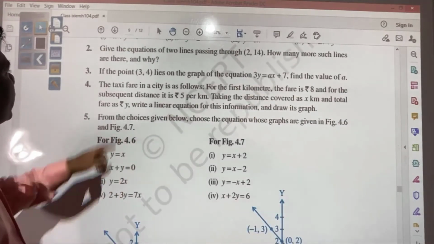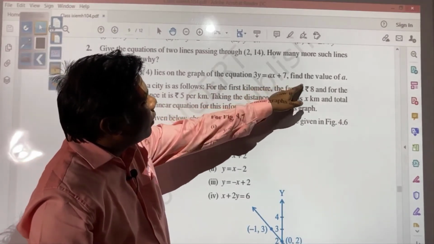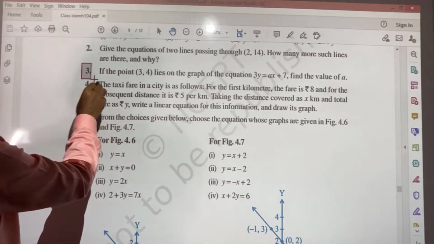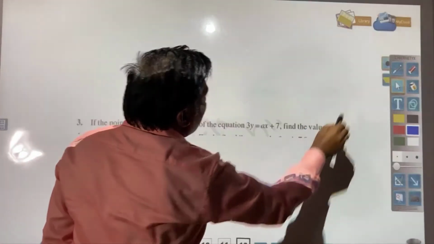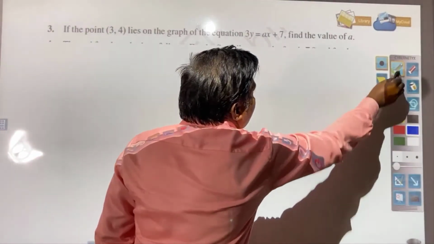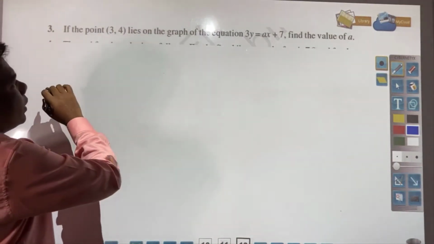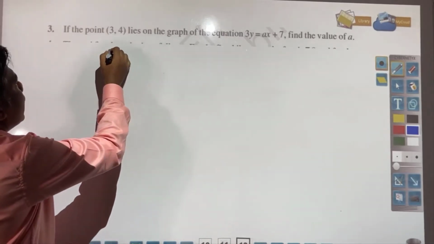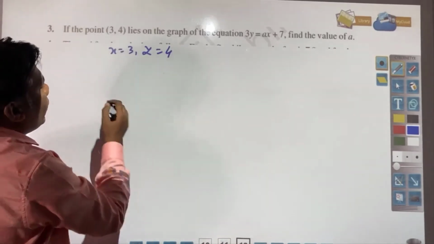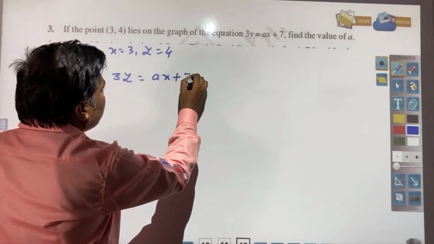Next you see, if the point (3, 4) lies on the graph of the equation 3y = ax + 7, find the value of a. Here you see, x is equal to 3 and y is equal to 4, it has been given. Your equation is 3y = ax + 7.